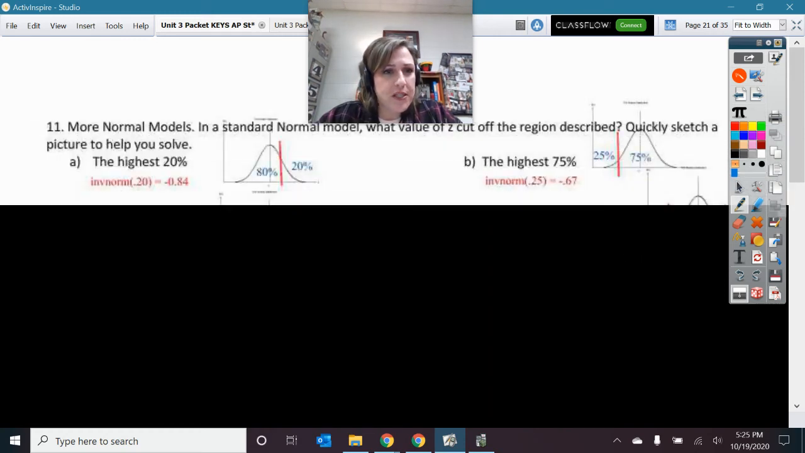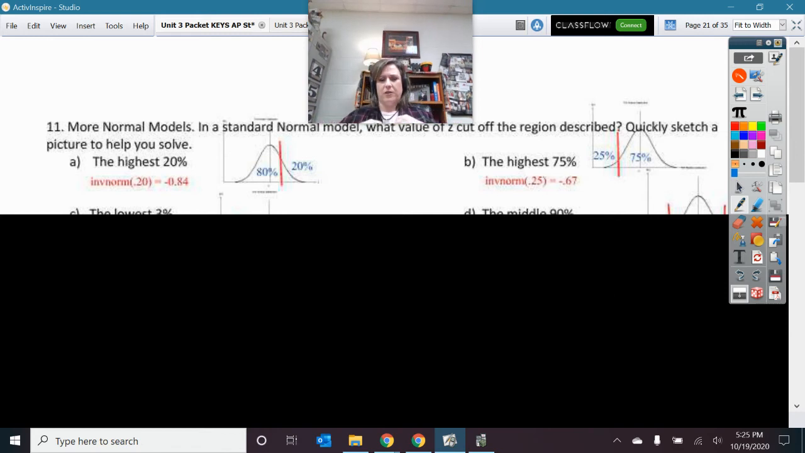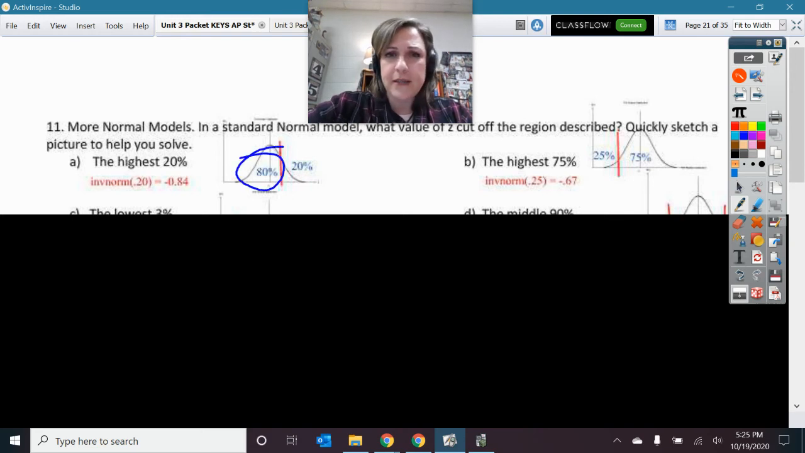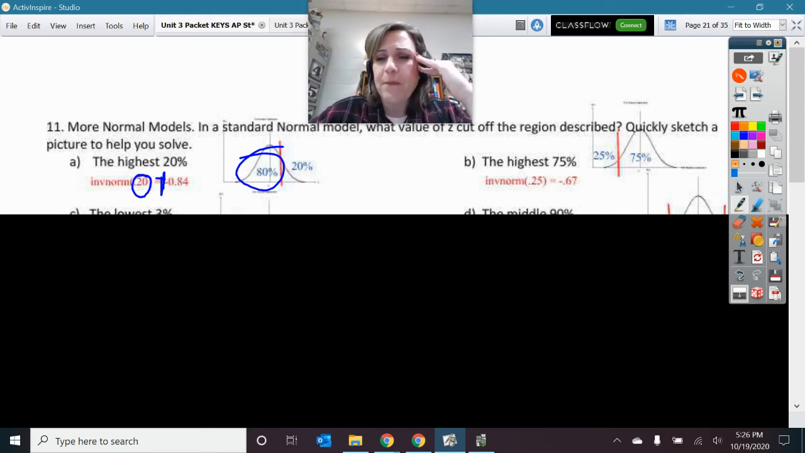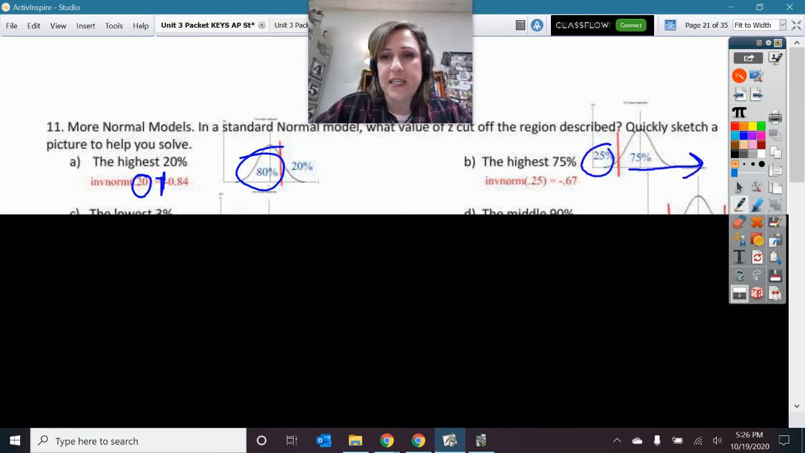11A, the highest 20%. Well, I did that wrong. The highest 20%, look at what I did, and it's wrong. The highest 20% has 80% below it. So I should be doing inverse norm of 0.80, and that gives me a positive z-score of 0.84. Okay, there you go. B, the highest 75%. So 75% is up top, which means 25% is below. So that's inverse norm of the area below. Is the z negative 0.67?